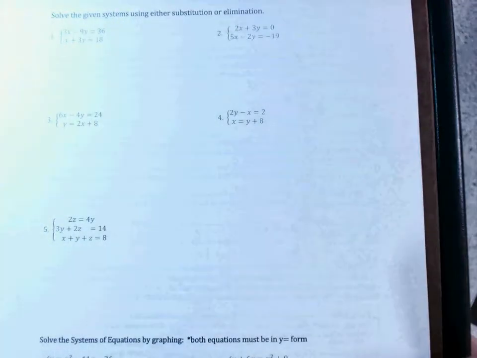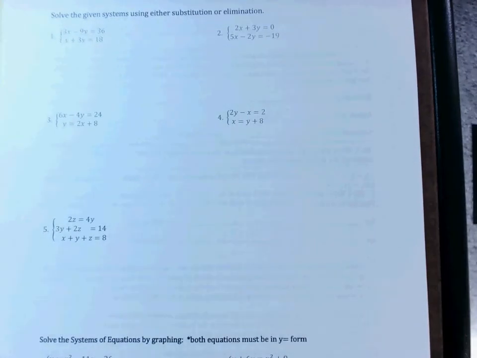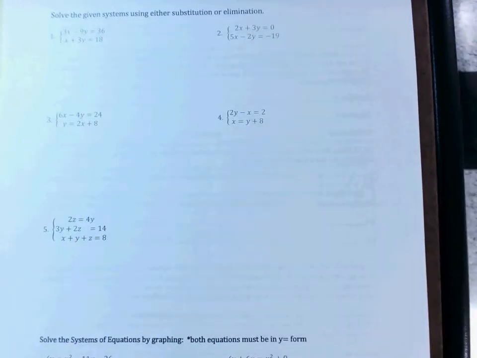Okay, take a look at numbers 1 and 2. So there are 4 ways for you to solve systems. The first way is elimination, substitution, and then the last way is graphing. So if you were looking at number 1, here's how elimination works in case you don't remember.